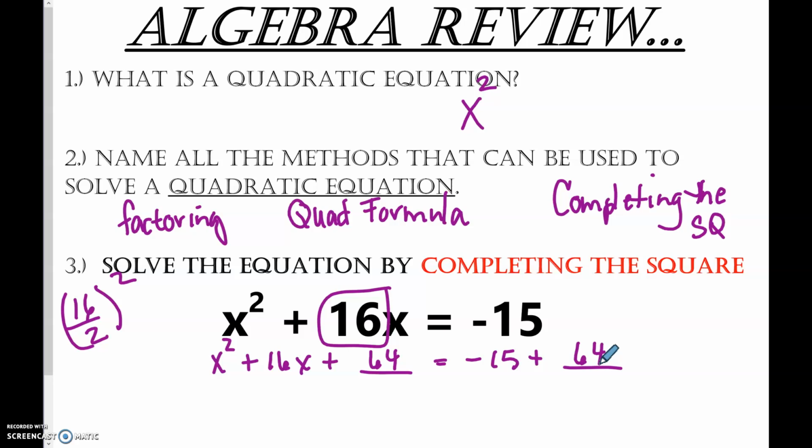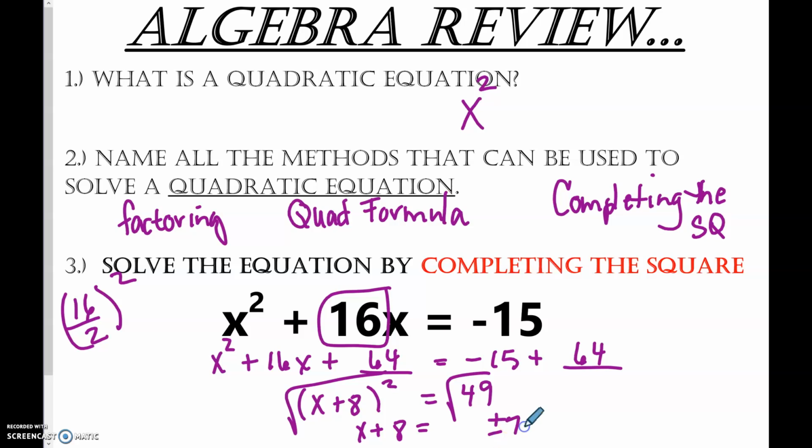Now, the whole purpose of doing that is because we want to be able to write this side as a perfect square. So the square root of 64 is 8, so this is going to be x plus 8 quantity squared. And if we take 64 and subtract 15 from that, we end up with 49. Now, in order to solve this, we take the square root of both sides. So we have x plus 8, and remember this is plus and minus 7.